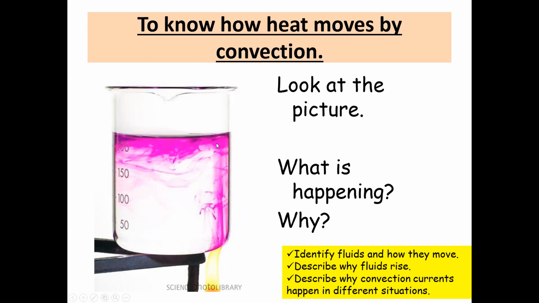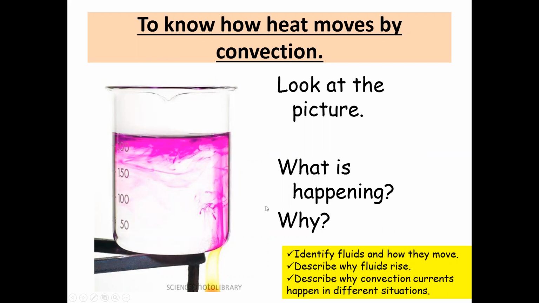When it gets to the top, it's got to go somewhere, so it goes across the top. As it goes across the top here, it starts to cool down because it's conducting through the glass walls and through the surface to the air, and will eventually sink back down. And so you end up with a circulating current of water called a convection current.